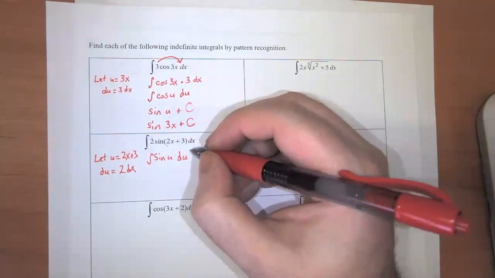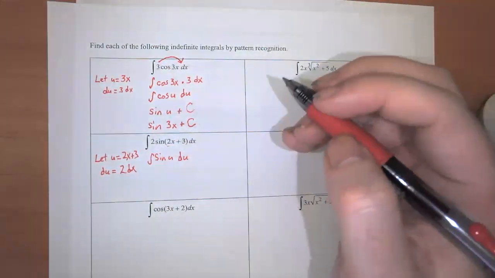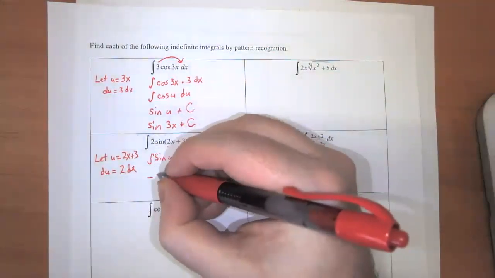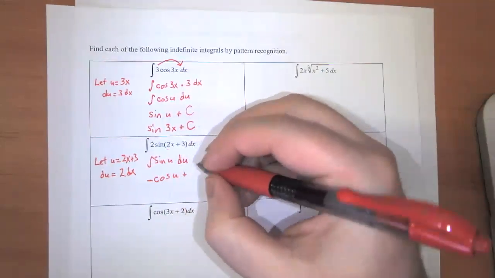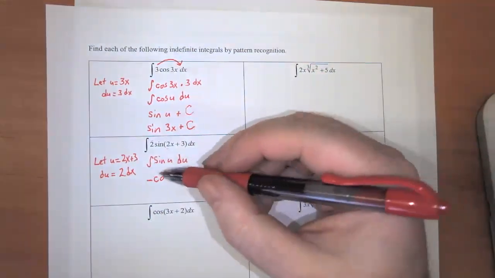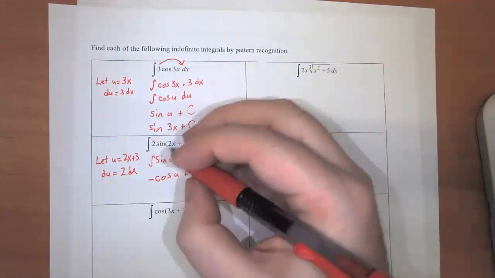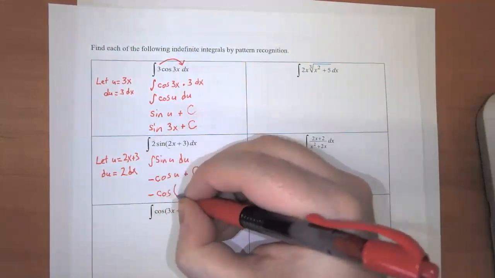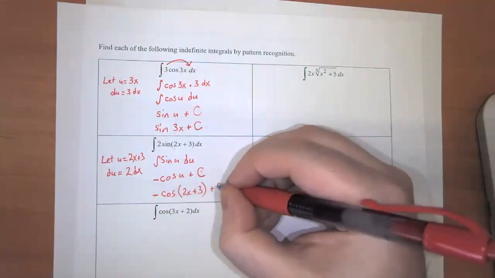So this is a function where I can very easily take the antiderivative. What is the antiderivative of sine u? Careful, it's negative cosine of u. And you also have to remember to always add a constant when you're taking the indefinite integral. All right, and the last step is going to be substituting 2x plus 3 back in for u. So this is negative cosine of 2x plus 3 plus c.